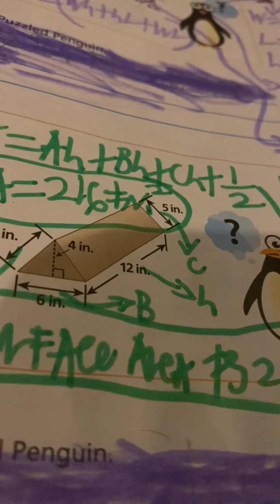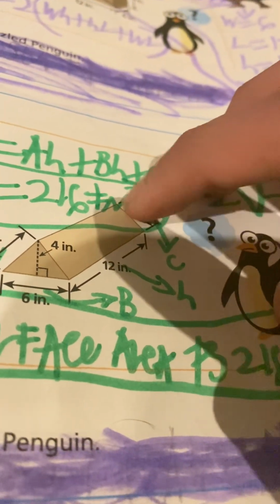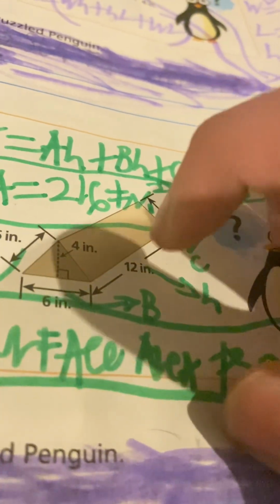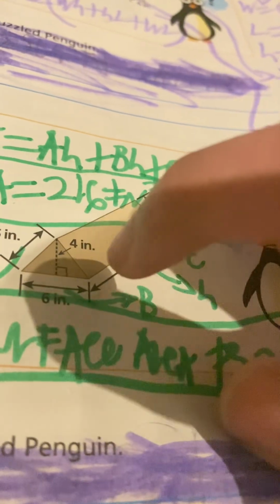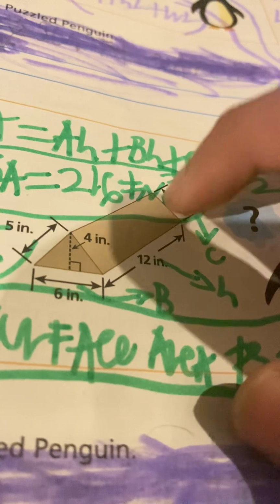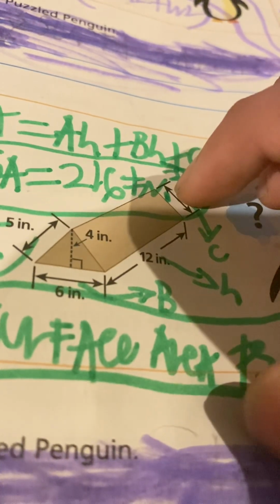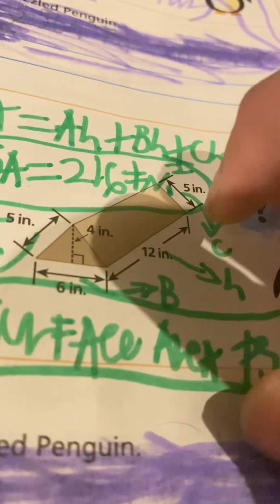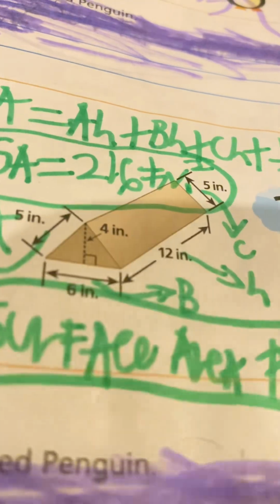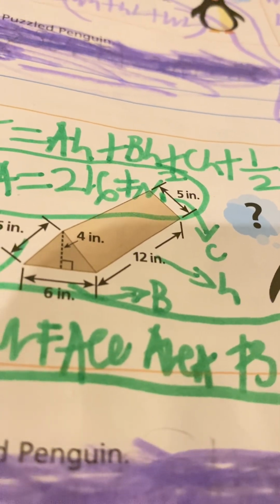Okay, let's get thinking. So if 5 inches over here is 5 inches over there, then this triangle must be equal to this one. So guess what? The base area of the triangular prism is exactly the same for both triangles because both triangles are equal. So the areas of both of the triangles are exactly identical. But how do we find the area of a triangle?